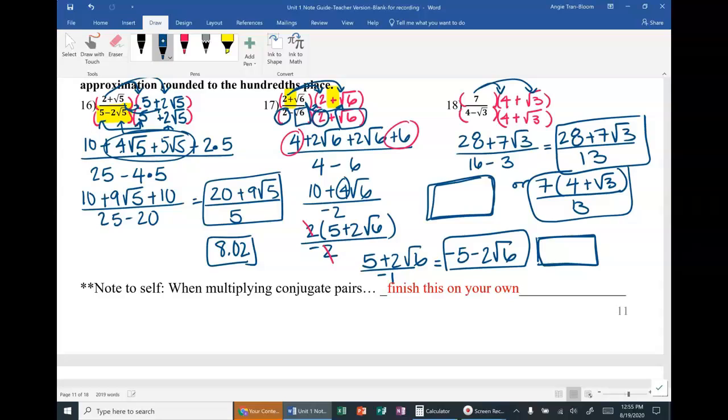on that one. Now, what I want you to do is write yourself a note. When multiplying conjugate pairs, what happens to the two terms in the middle? I want you to finish that thought. When multiplying conjugate pairs, the two terms in the middle, and then blank, blank, blank.